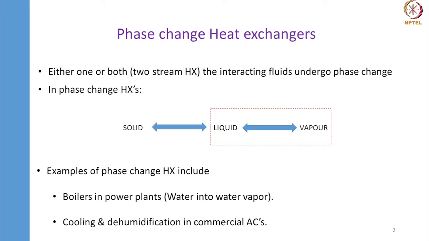So we can give some examples of phase change heat exchangers now. You know about boilers in power plants where water gets converted into steam or water vapor. So there is a heat exchange, there is a phase change there, and such kind of heat exchangers we are going to call phase change heat exchangers. And also one of the easiest examples that we see in our day-to-day life is the cooling and dehumidification coil in our commercial ACs. Even there, it is a phase change heat exchanger.